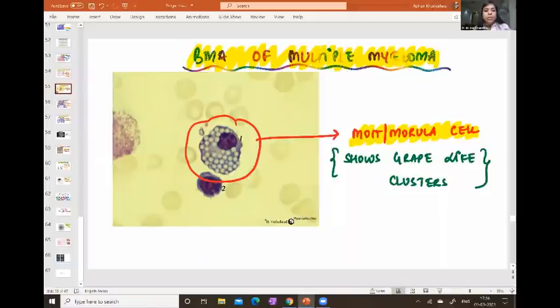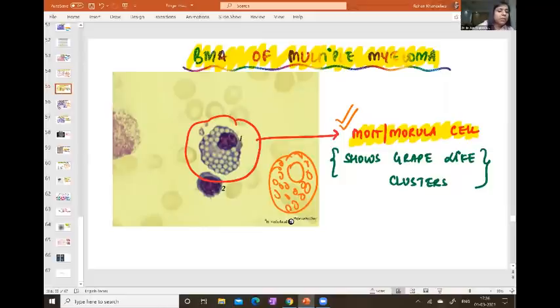Then in this image, this is the bone marrow aspirate of multiple myeloma. This image was given in FMG December 2020. What is this? This is a Mott cell or a morular cell. Can you see in this plasma cell these grape-like clusters, right? What are these grape-like clusters? They are actually composed of immunoglobulins. And this cell is called a Mott cell or a morular cell. Mott means a grape-like cluster, right? So this is another thing which is seen in the aspirate of multiple myeloma.